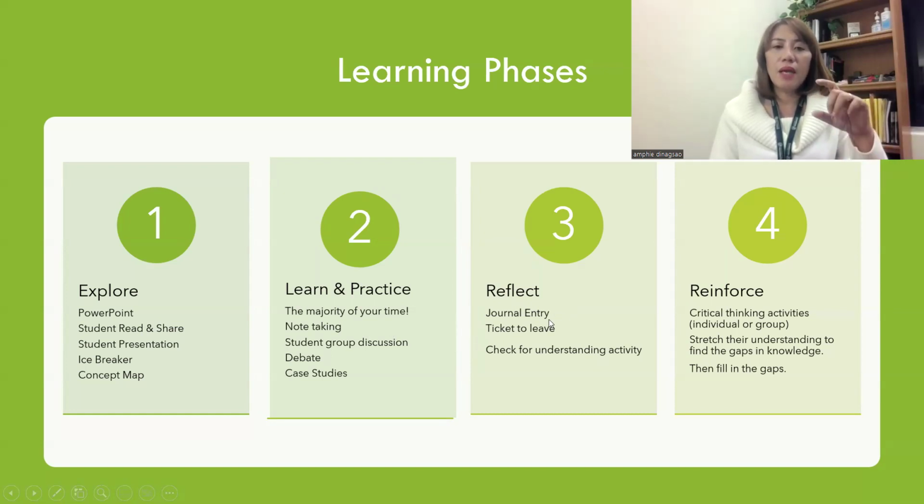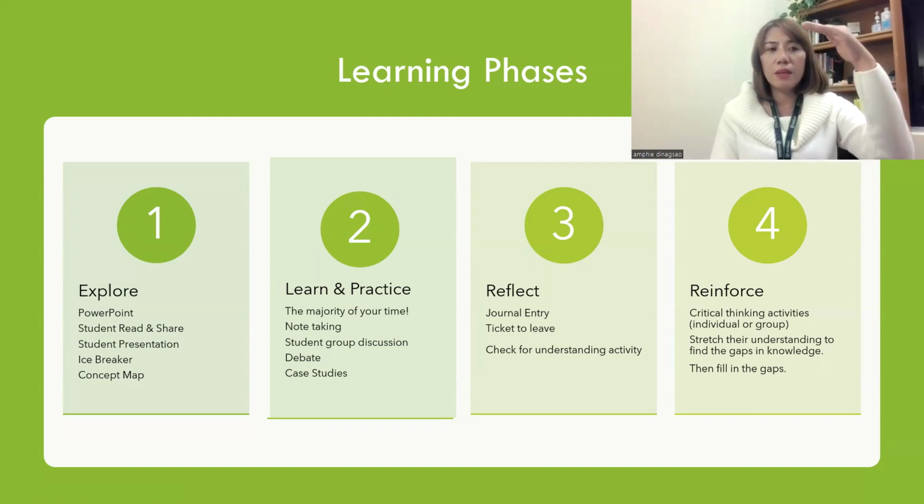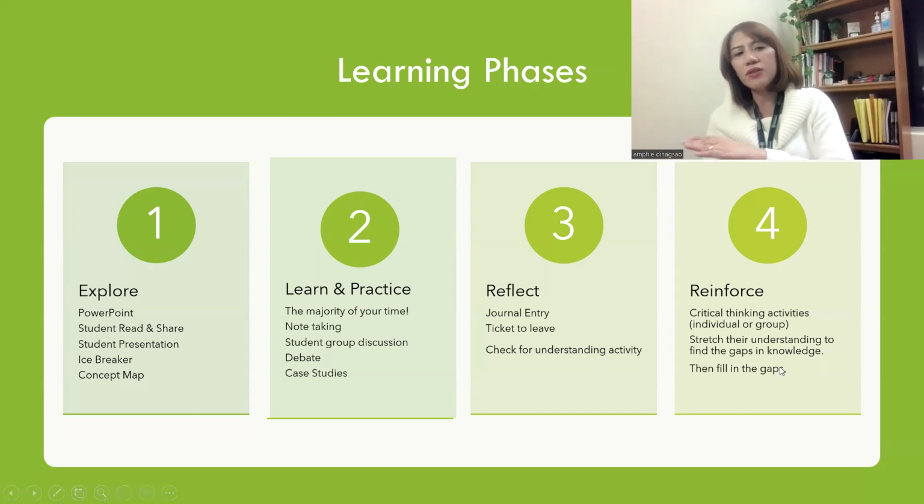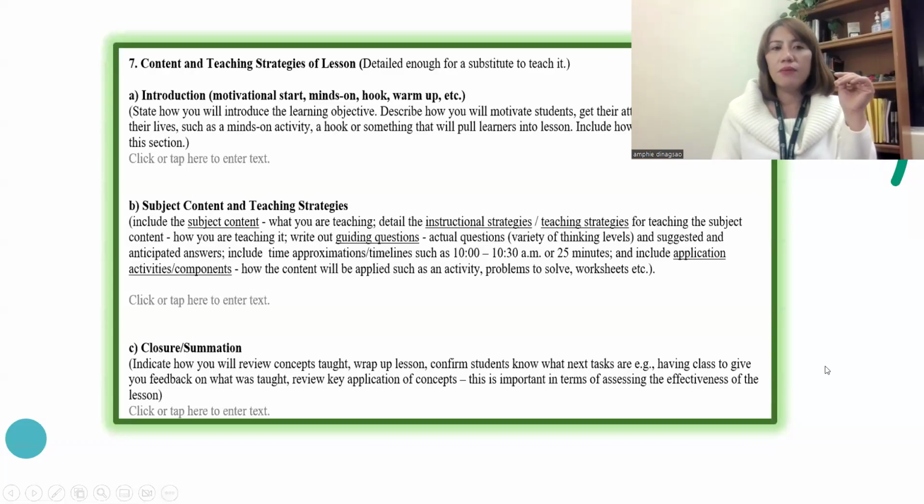Then, of course, they have to reflect, maybe with an exit ticket, and there should be checking for understanding and some reinforcement. They have to have critical thinking activities that also reinforce what exactly is learned and stretch the understanding to find the gaps in knowledge. So there should be activities on that. That's why there will be activities on critiquing, on spotting what is wrong, or even in math, for example, students will have to determine which one is wrong, or is Eva right, or is Sheila wrong, and all that. So those are very good activities.